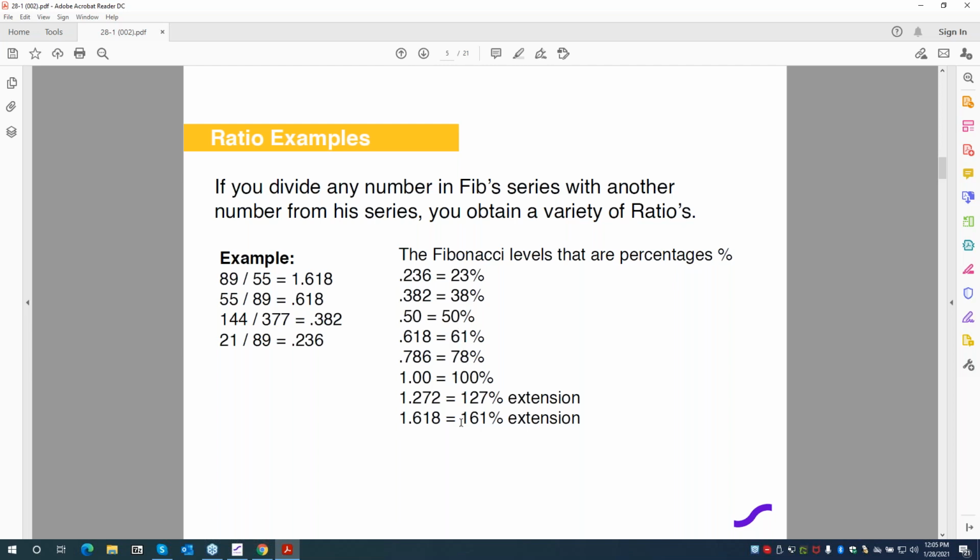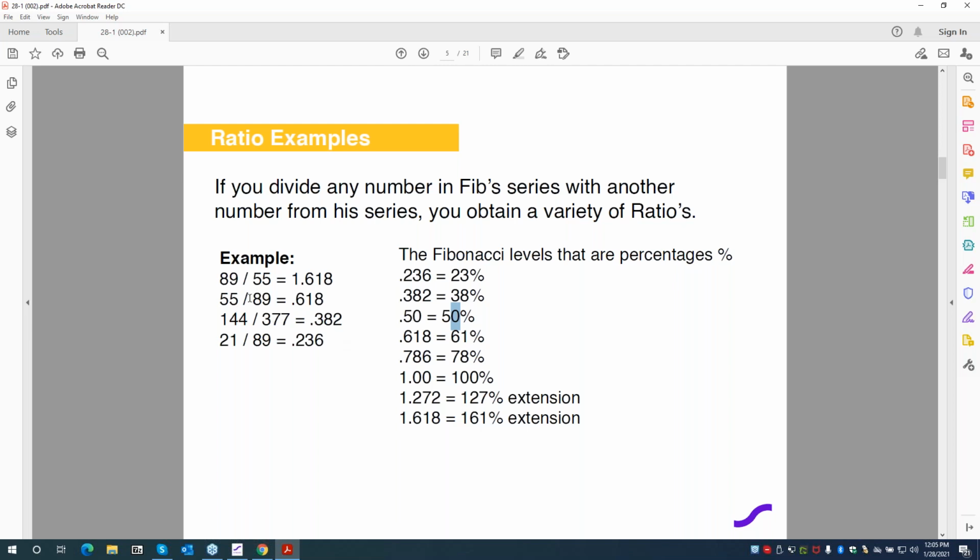These ratios that we'll see consist of 23%, 38%, 50%, 61%, 78%, 100%, 127%, and 161%. These levels here that you will see are basically the levels created by the Fibonacci retracement level. You don't need to know how the Fibonacci is calculated, but what you need to know is how to implement the Fibonacci retracement levels, which I'll show you on our chart in real time.